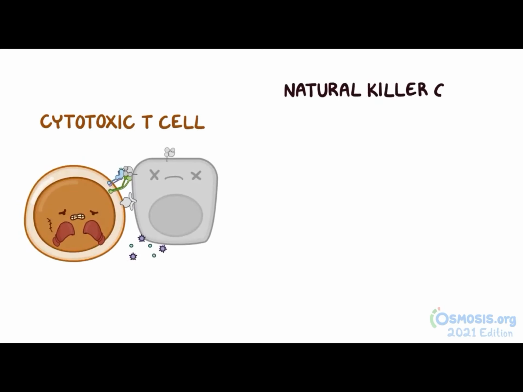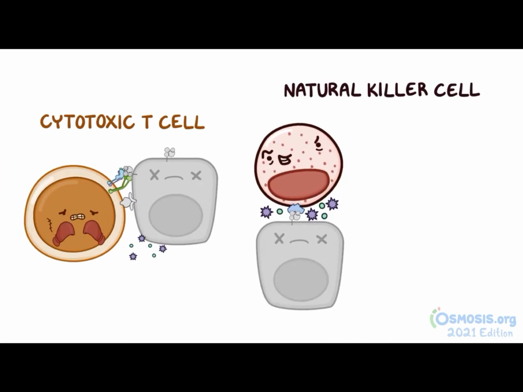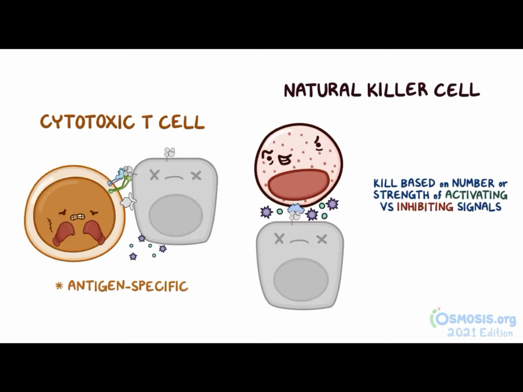Alright, as a quick recap. Cytotoxic T cells and natural killer cells are both capable of killing target cells by releasing cytotoxic granules that contain perforin and granzyme directly at their intended cell. Cytotoxic T cells do this in an antigen-specific manner, looking for their specific antigen expressed on the MHC class I molecule of the target cell. Natural killer cells are non-specific and kill a target cell based on the number or strength of activating versus inhibiting signals they receive. Natural killer cells are also capable of killing cells using antibody-dependent cell-mediated cytotoxicity with the help of IgG.